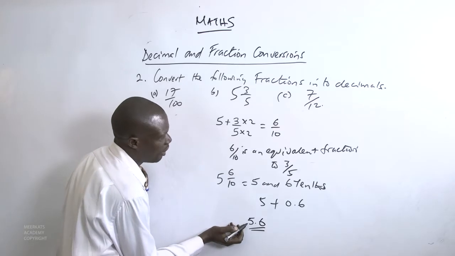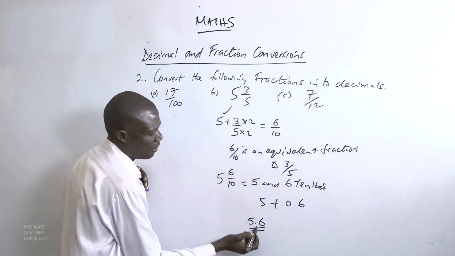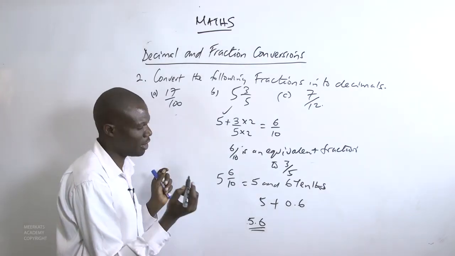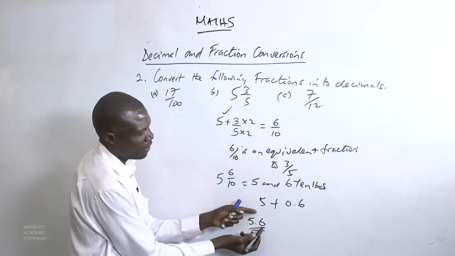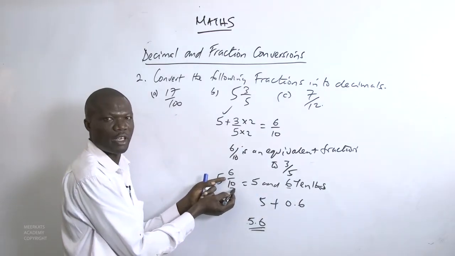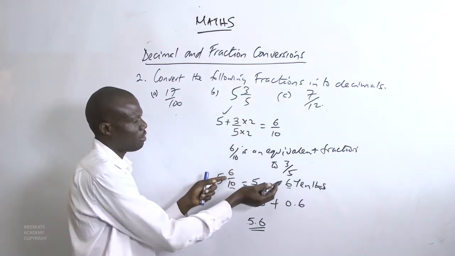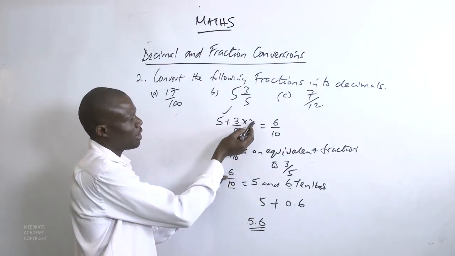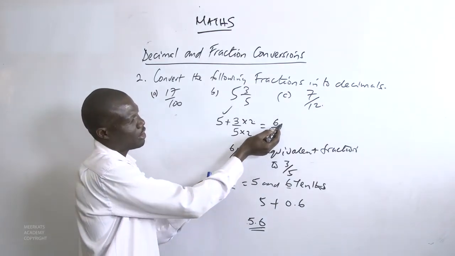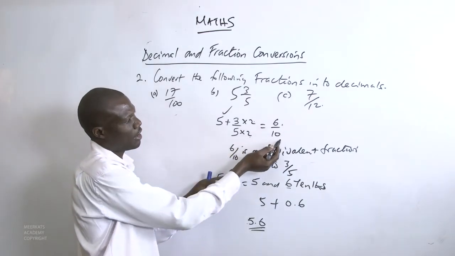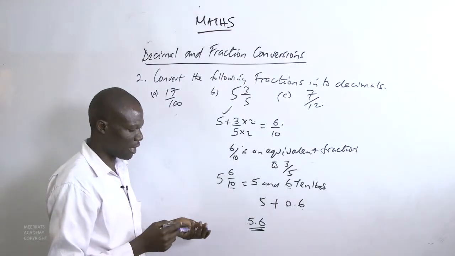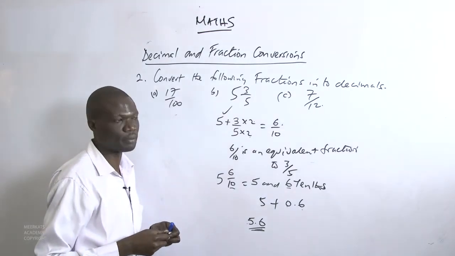So our answer here will be 5.6. Now note that 5 is the whole number here, and 0.6 is in the place value of tenths. That's why we are calling it 6 tenths. For us to arrive here, we looked for an equivalent fraction to 3 over 5 by multiplying the numerator by 2 and the denominator by 2. We got 6 over 10. So 6 over 10 is the same as 6 tenths, and 6 tenths is the same as 0.6. That is how we arrive at the answer 5.6.